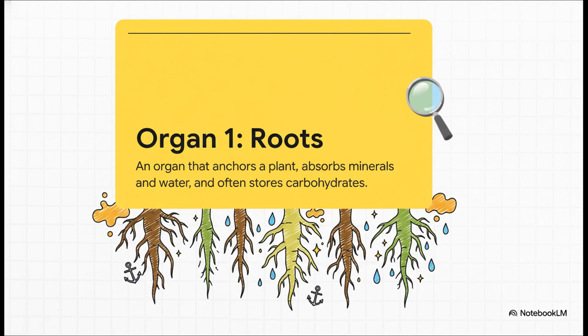At its core, a root has three primary jobs. First, anchorage, holding the plant down. Second, absorption, soaking up water and minerals. And third, storage. They often store energy, usually as carbohydrates. So you can think of them as the plant's foundation, its drinking straw, and its pantry, all rolled into one.